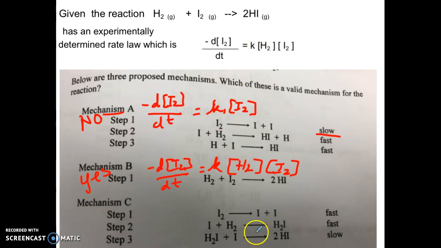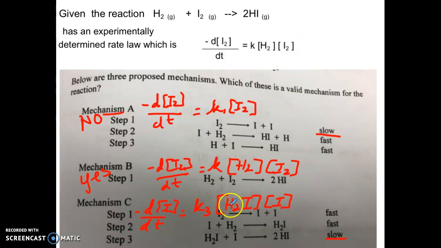And then finally, the last one you would want to look at is the slow step for mechanism C, because we're always looking at the slowest step. And here you would say the change in I over the change in time would equal K, and actually we're going to call this K3 because it comes from step 3, times the concentration of H2I times the concentration of I. Now, at first glance, you might think, no, this is not a valid mechanism. And the reason is because this does not match the above rate law here.